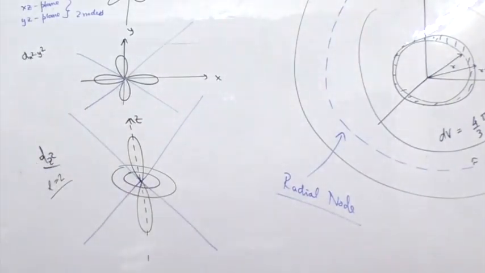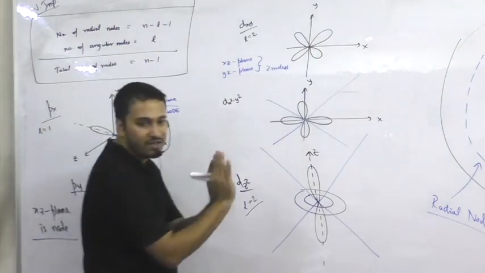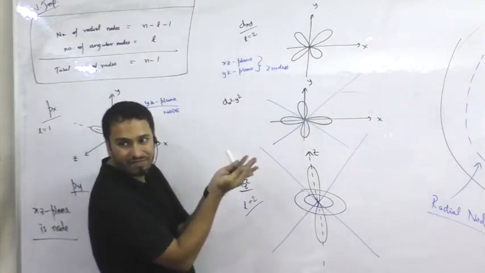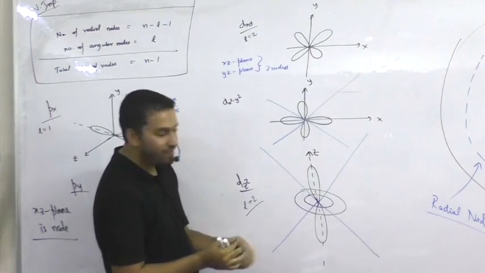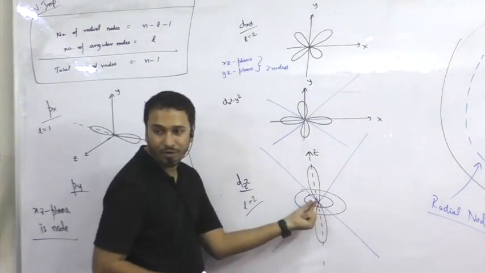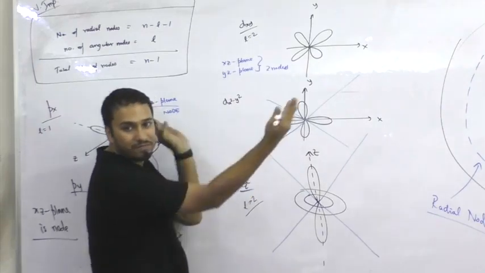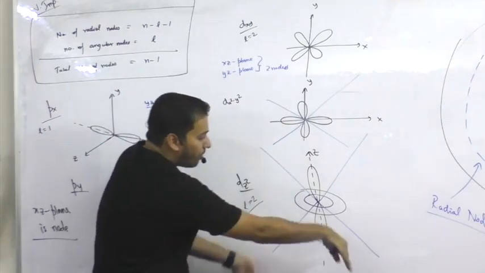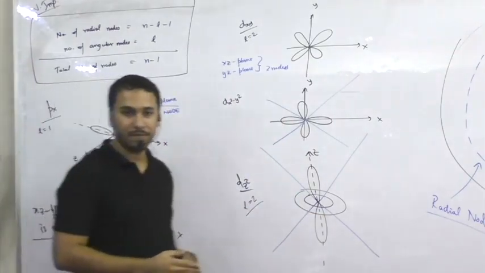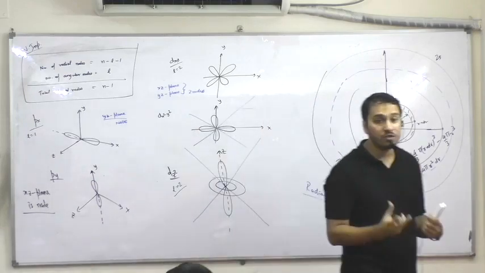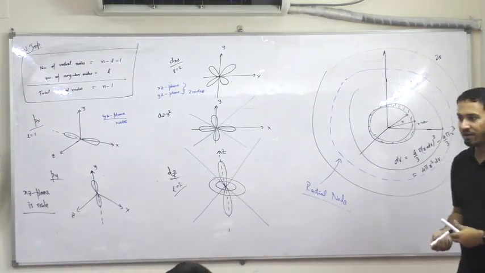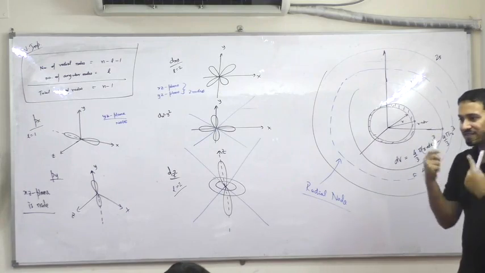It's a cone. Can you imagine a hollow cone? If I have a cone with a vertex at this point, it will not touch the donut, neither will it touch the lobe. So one cone pointing upwards, one cone pointing downwards. Yes, these two cones will be the angular nodes for dz square. Can you visualize this?